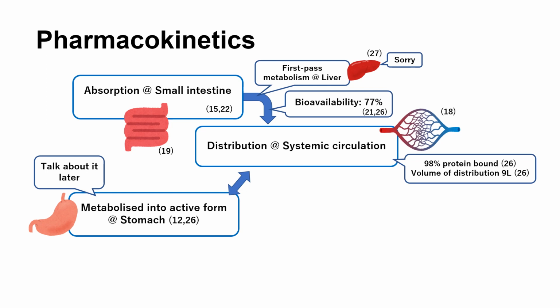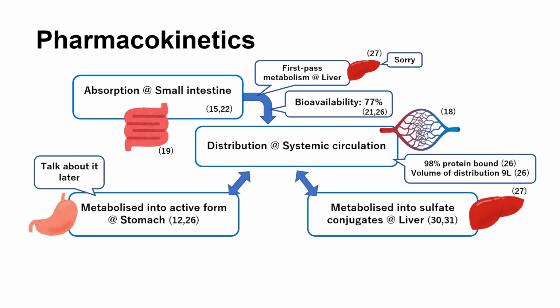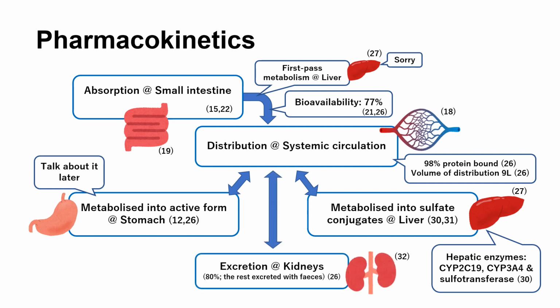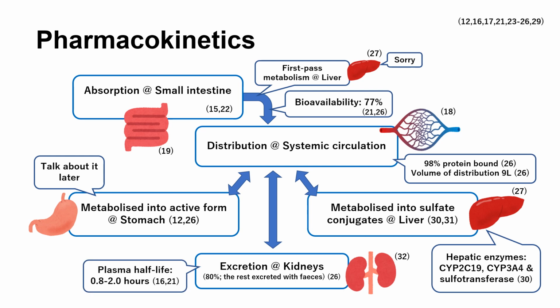As soon as a prodrug starts to be absorbed into the bloodstream, the liver begins to metabolize it for excretion. Pantoprazole is metabolized by hepatic enzymes into sulfate conjugates, which are hydrophilic and readily excreted from kidneys. 80% of these metabolites are excreted from the kidneys. Its plasma half-life is short, but its duration of action is much longer. We'll explain why in the coming sections.